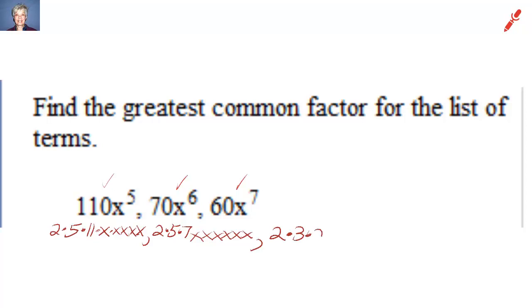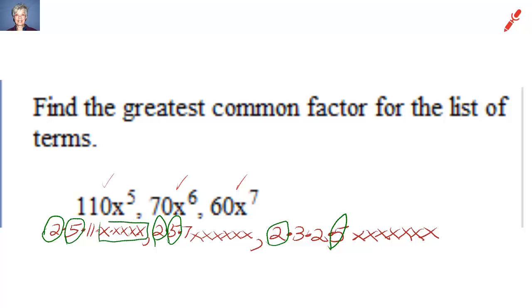And 60x to the 7th breaks down into 2 times 3 times 2 times 5. And then I'm going to say 7 x's, right? I'm going to write down 7 x's because 7 x's are all multiplied together. Now look, each of these terms contains a 2. Each of these terms contains a 5. And each of these terms contains 5 x's multiplied together.